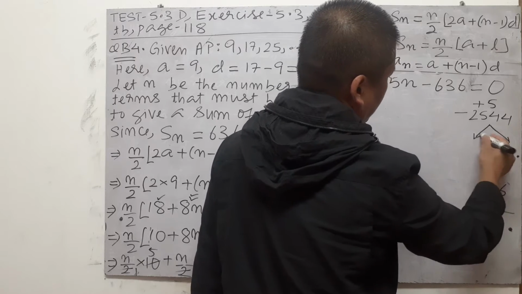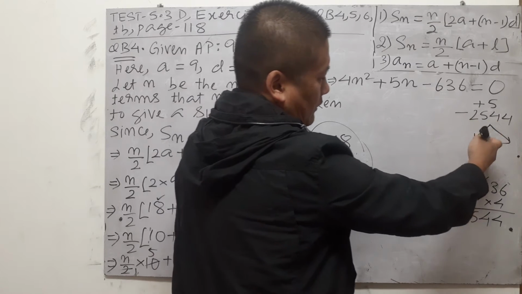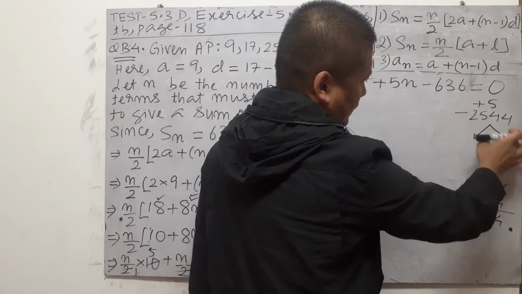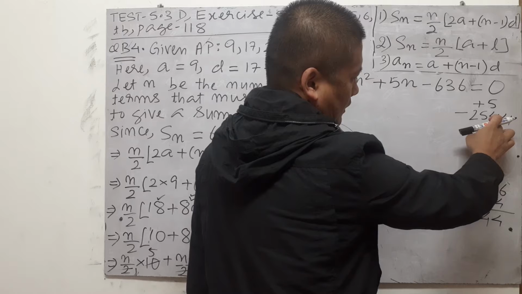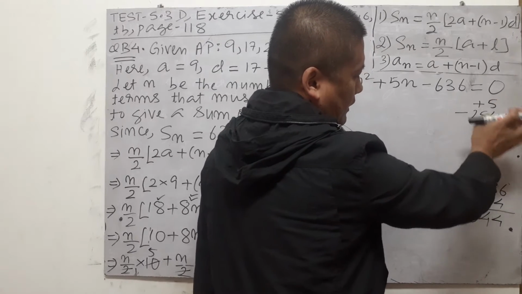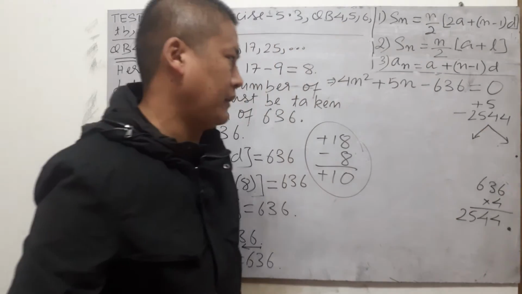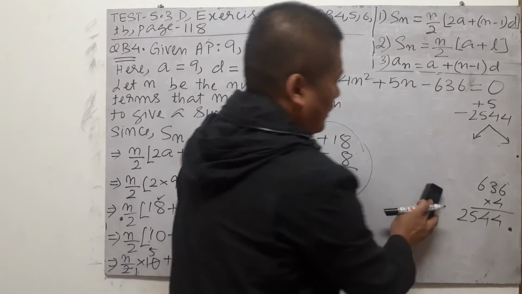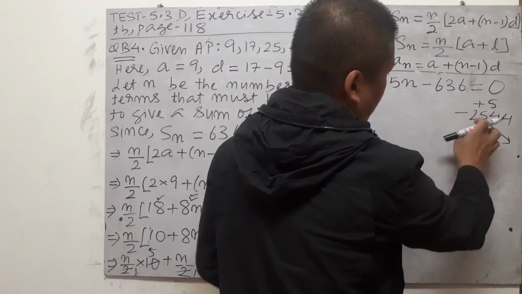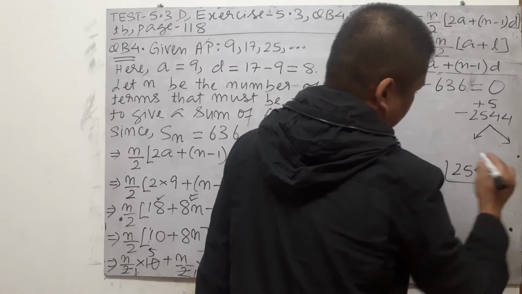And we have to split this number, which is the product of the first and the third term, into 2 factors, so that on addition or subtraction we should get plus 5 exactly, and on multiplying we should get exactly minus 2544.